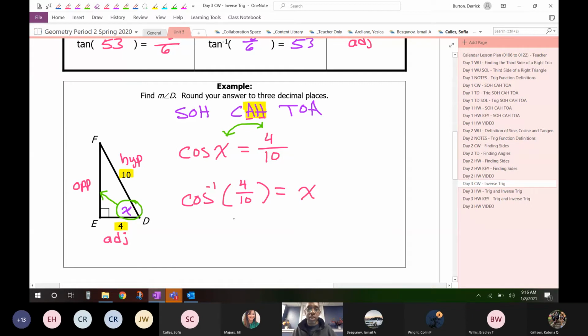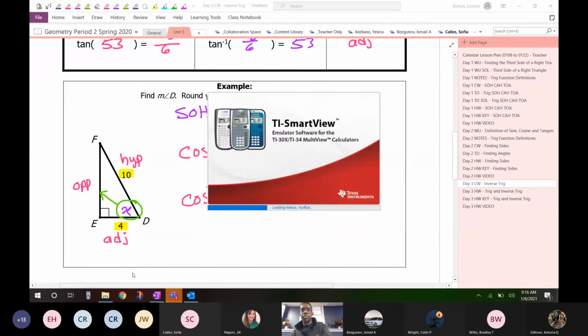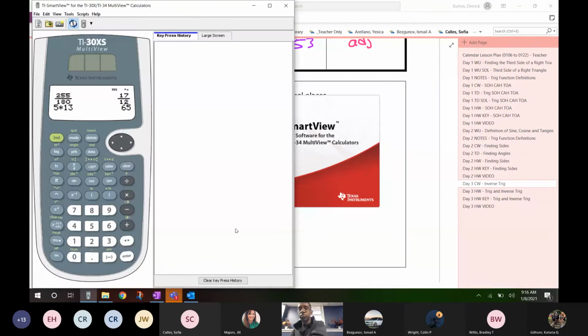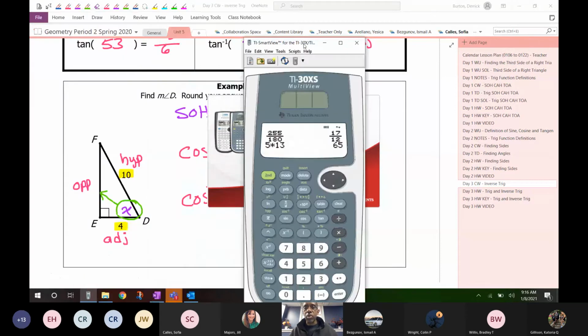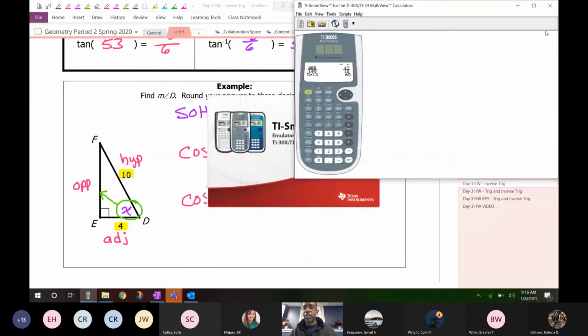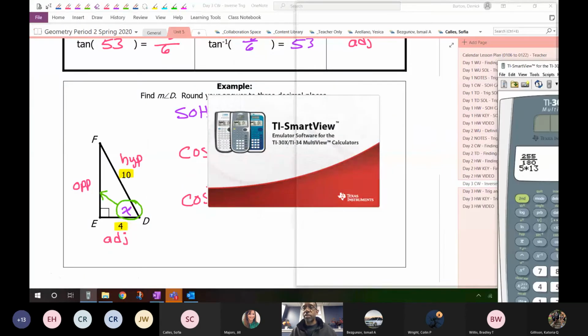Let's go ahead and put this in our calculator. It's just going to take me 1 second to turn on my calculator. All right, everybody have your calculator out. Hopefully you've got a TI-30 XS MultiView like me.